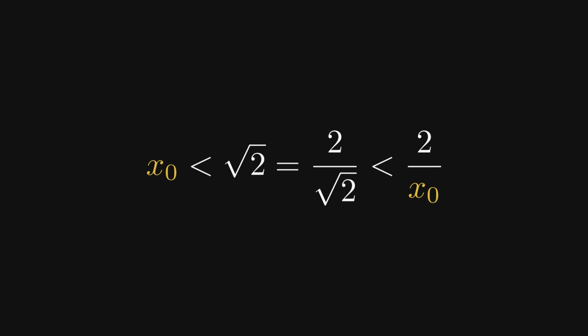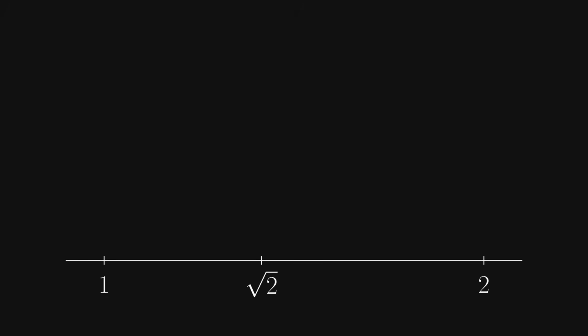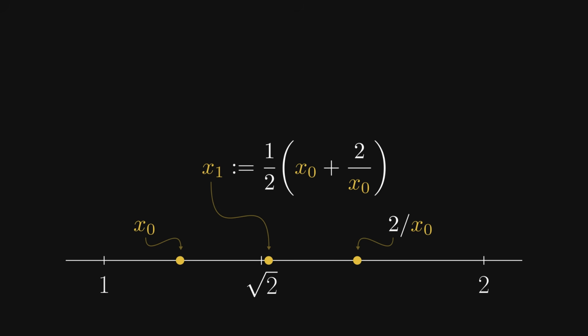Let's visualize this. Here's the real line, and there we have x0 somewhere between 1 and the square root of 2, and 2 over x0 between the square root of 2 and 2. If these two numbers indeed envelope the square root of 2, a logical next step is to take their average, which is what we'll call x1.